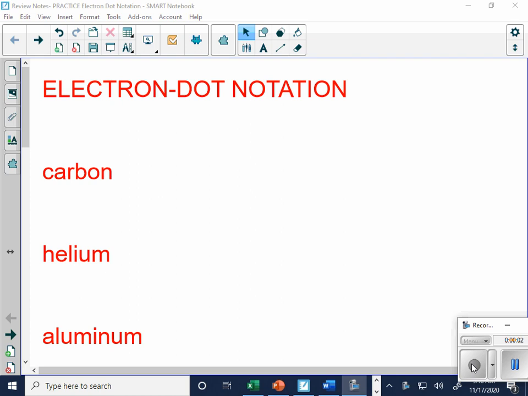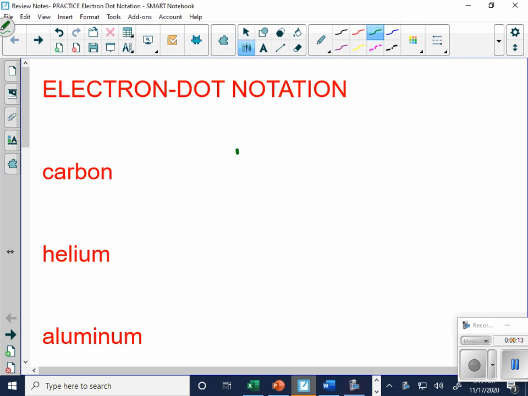I'm going to work a couple of these electron dot notations because of ones that I've been getting emailed to me. These are common ones that are missed. First of all, carbon. Carbon on my periodic table has how many valence electrons? 4, right? It's in group 14. It has 4 valence electrons.